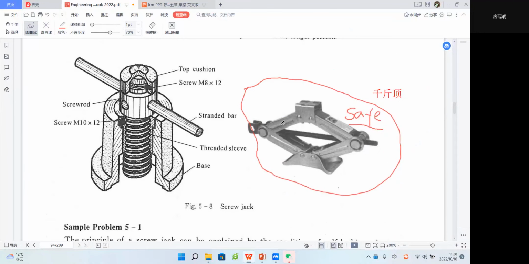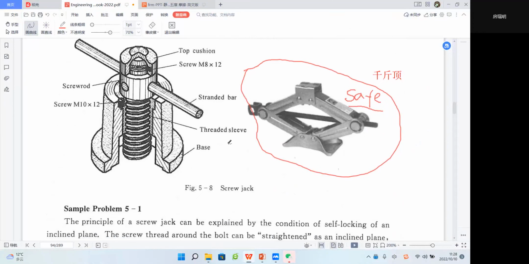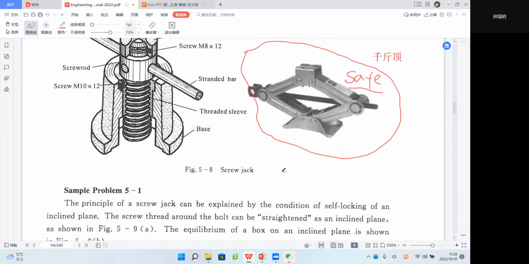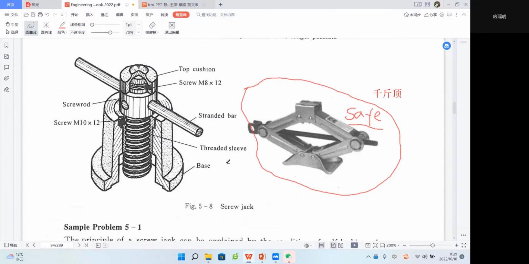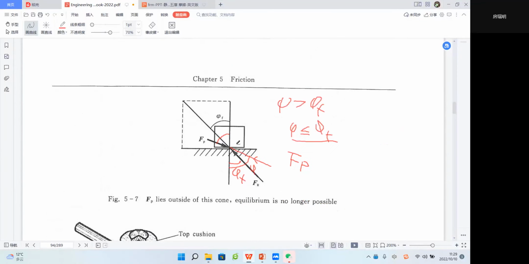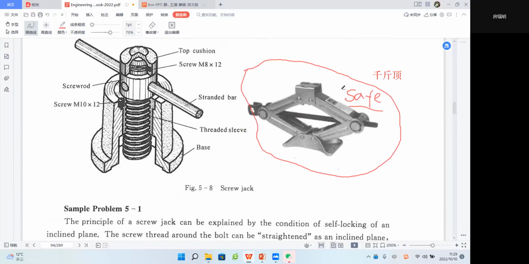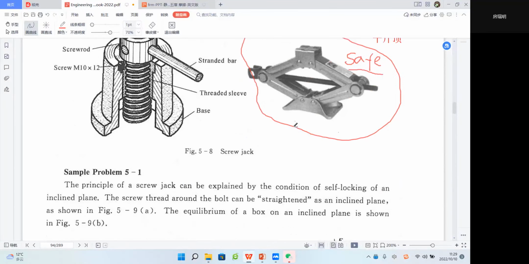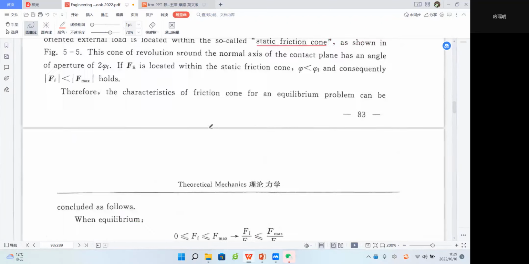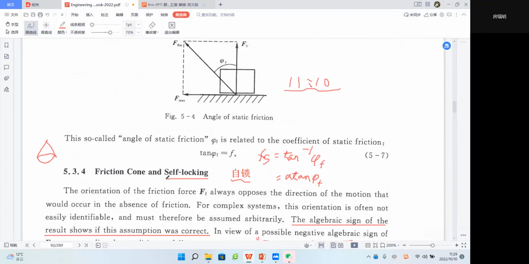Actually, we have elevators, because when we design some transmission device to lift very heavy things, we always hope that it's in the self-locking condition. Then it will prevent some unhappy events from happening, right? So that's a very important concept, self-locking. I hope you guys can understand and have an impression.